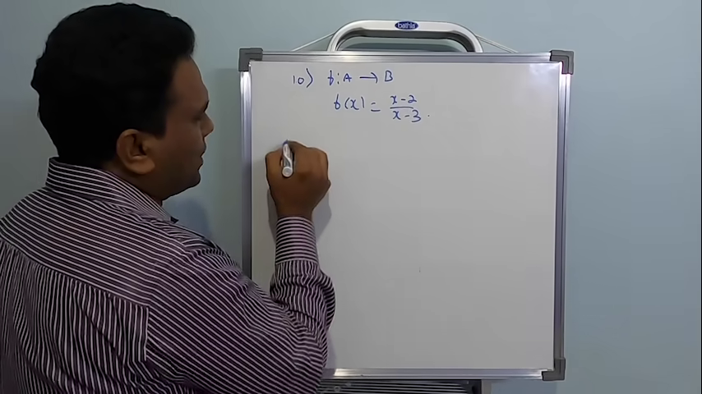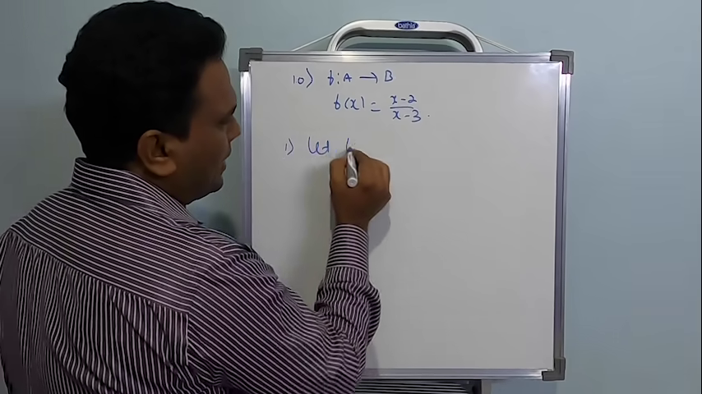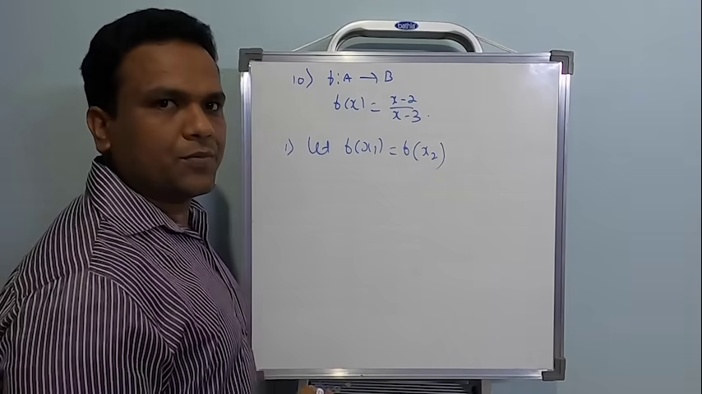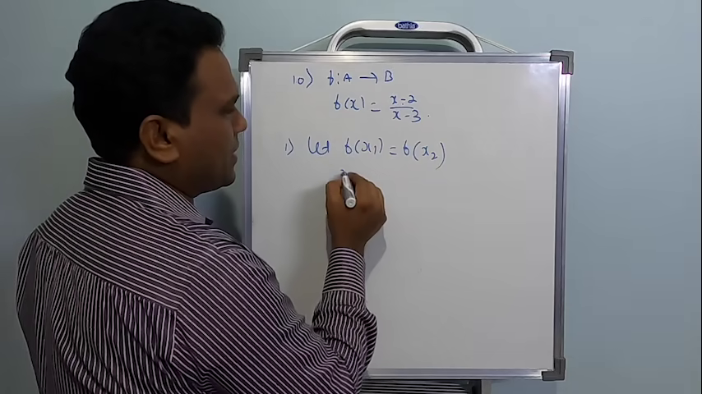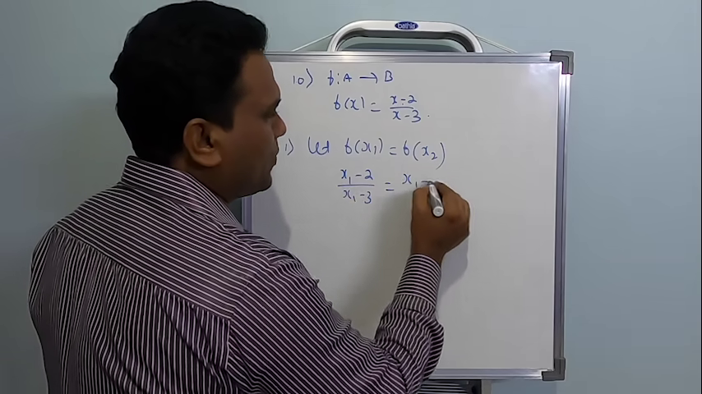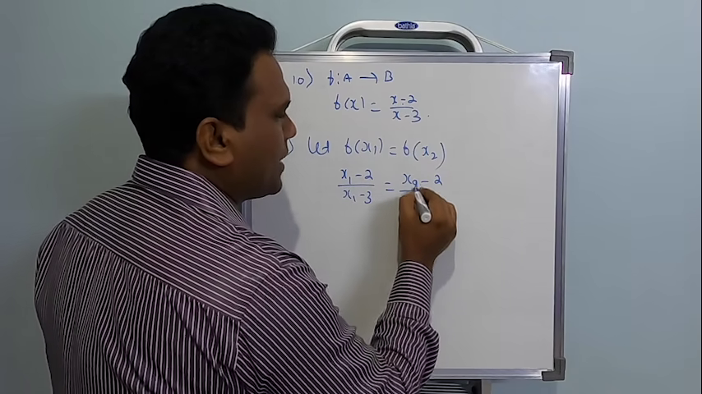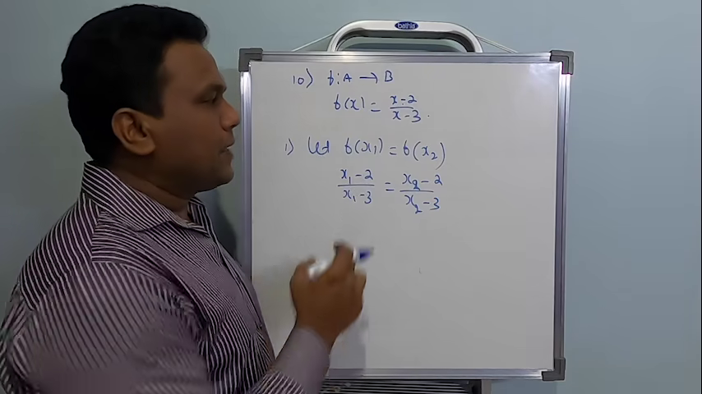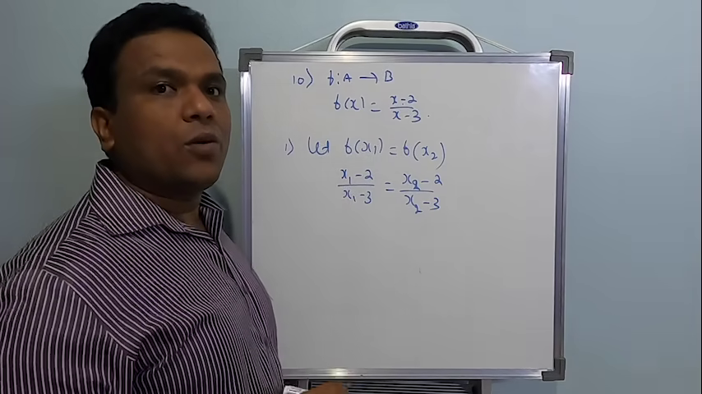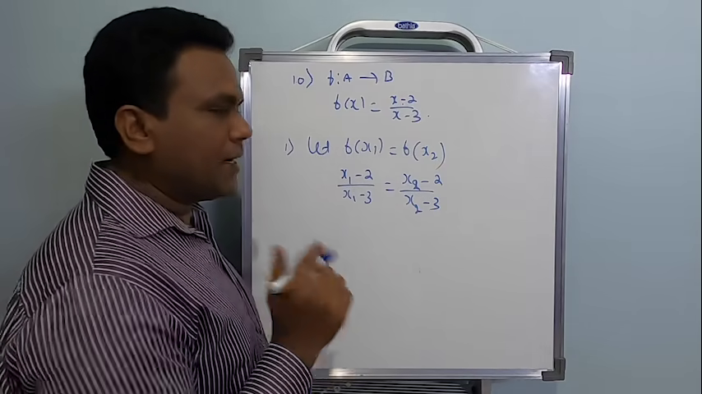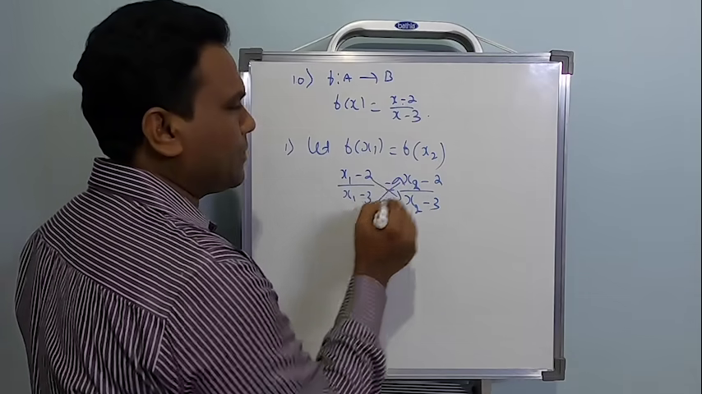So to check for 1-1, I will take f of x1 equal to f of x2. So f of x1, let me use this condition: (x1 minus 2) by (x1 minus 3) is equal to (x2 minus 2) by (x2 minus 3). See, I started with f of x1 equal to f of x2. I should check whether x1 equal to x2. Cross multiply, simplify, and let's see. So let's cross multiply these two.